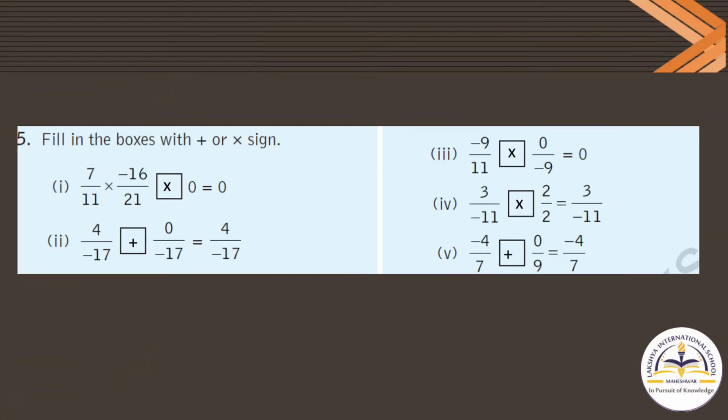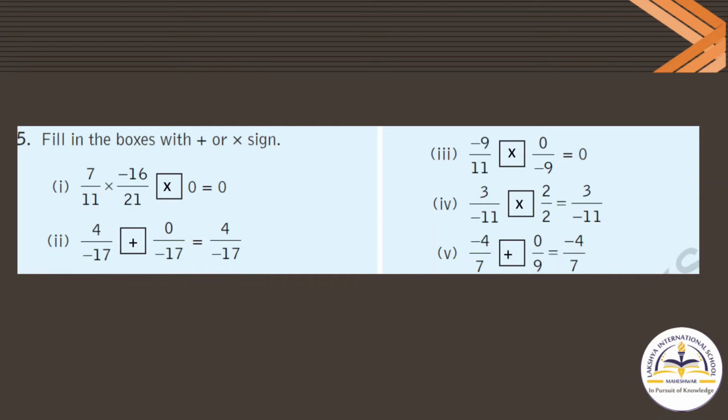Question number 5. Fill in the box with plus or multiply sign. Okay, so in the first question we have the RHS 0. Which sign makes this answer LHS equal to RHS? We have 7 by 11 into 16 by 21, box 0 equal to 0.